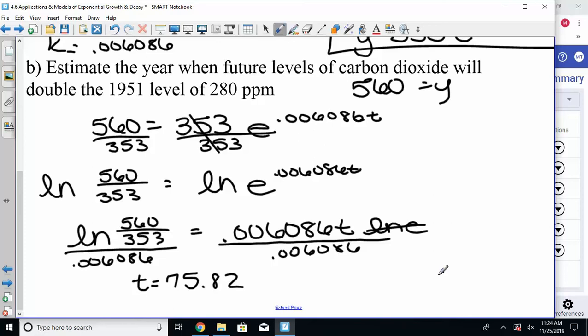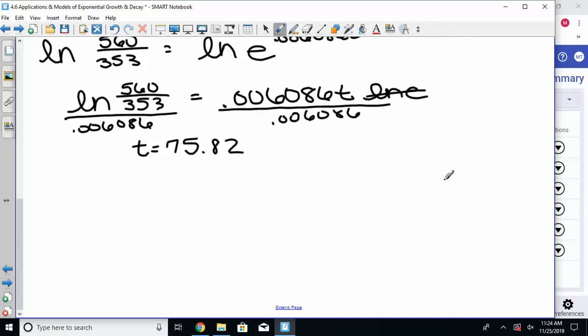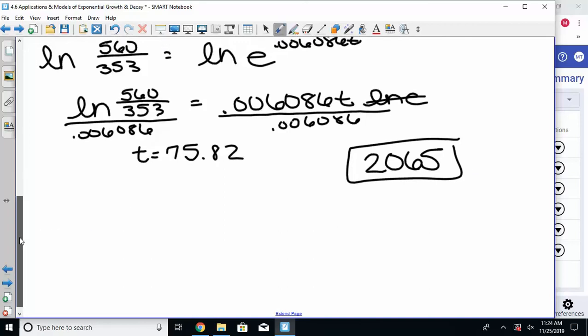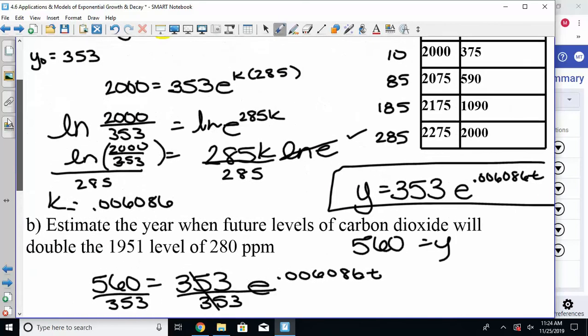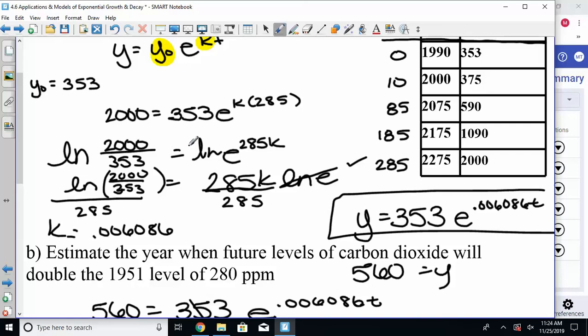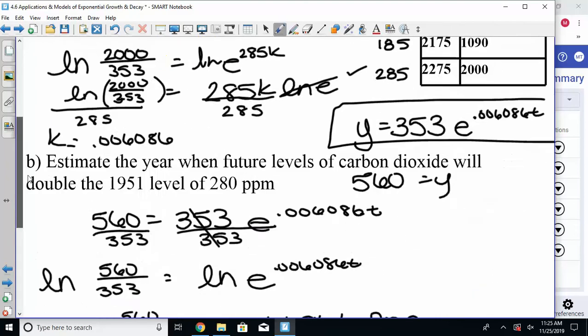So if I wanted the actual year, if this thing started in 1990, we're during the 75th year, so 75 years after 1990. So if you add 1990 to that, what are you going to get? The 0.8 is really irrelevant. It just tells you later on in the year, but it's still during the year 2065. If you looked at your tables, we were estimating when it would hit 560, which is in between those two levels, and 2065 does fall in that range. So we can be pretty confident that this is correct.